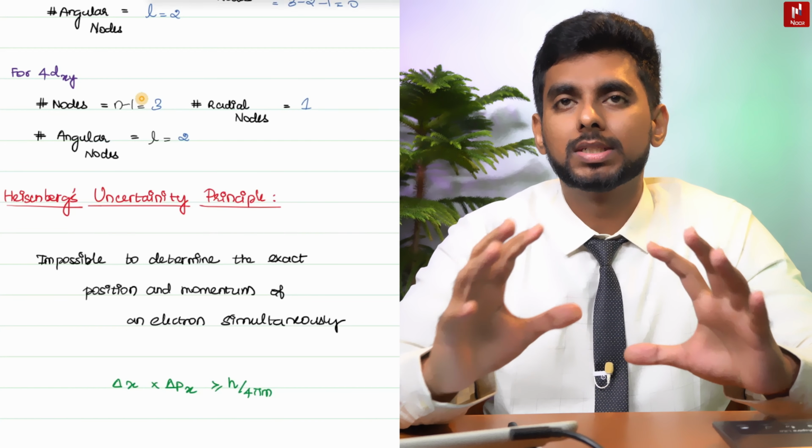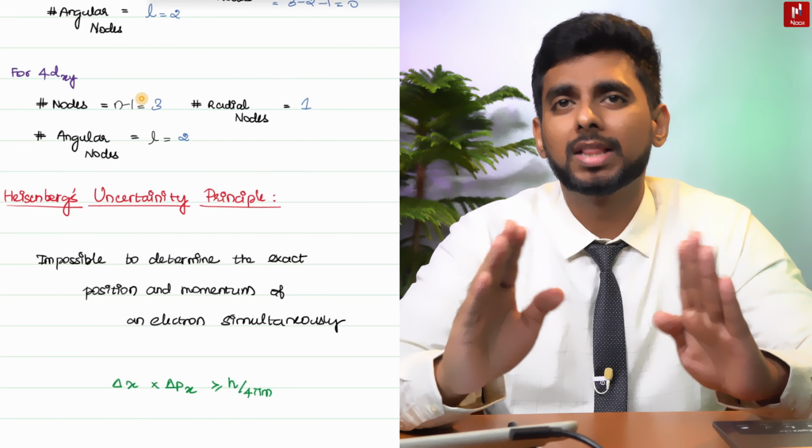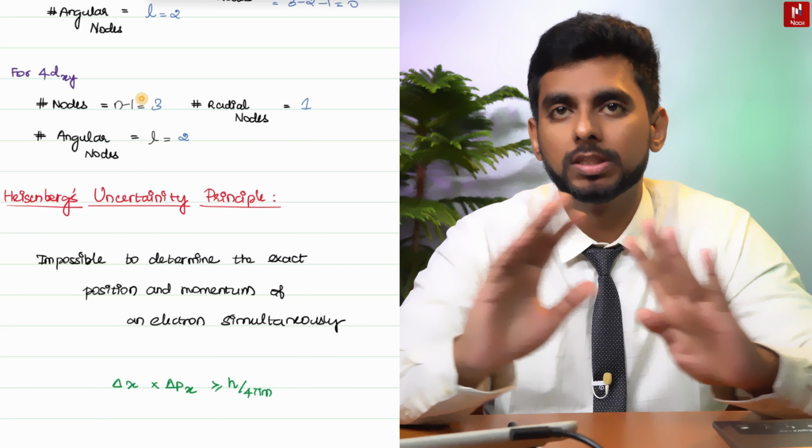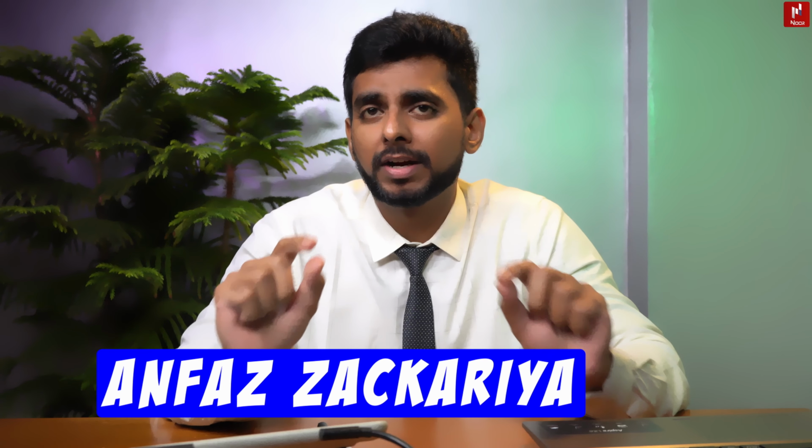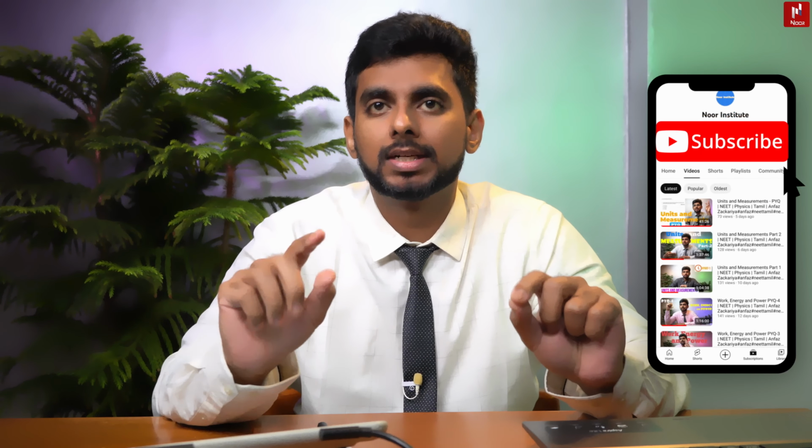Got it? So a node is nothing but the region where the probability of finding the electron will be 0. Okay? So don't worry about the understanding and all that. I'm just telling you the statement. Be clear with this idea. So the probability of finding an electron will be 0 in that region. That is called a node.